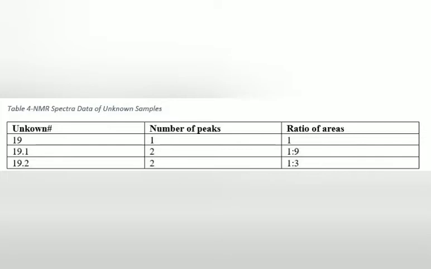In this case, 3035.16 wavelengths, where 3150 to 3000 wavelengths indicates the functional group carbon to hydrogen benzene ring. Moving over to our NMR spectra, the first figure shows the NMR spectra for our unknown sample 19. The peaks here are shown to be singular with a 1:1 ratio.